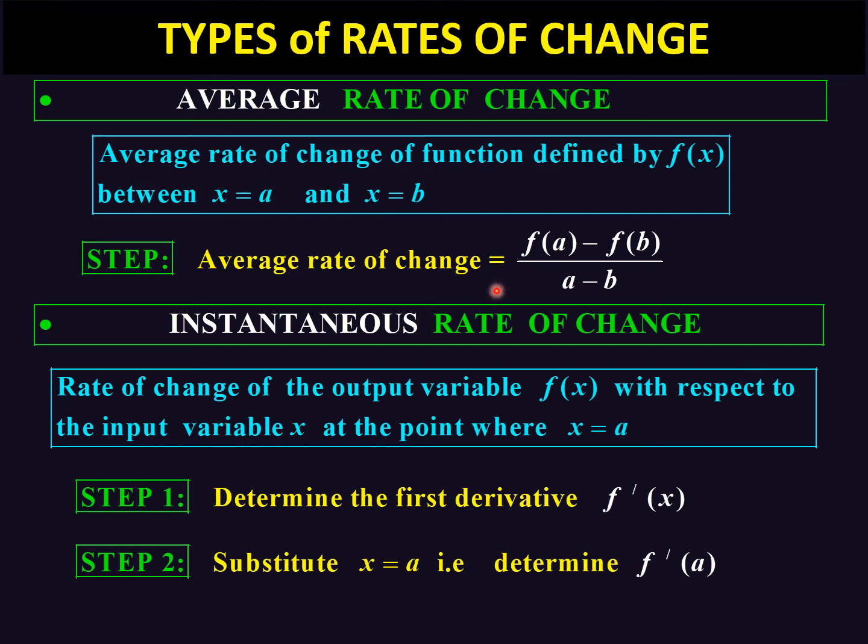Very simple. Average is just one procedure to follow: substitution into your gradient formula. Instantaneous rate, you need to first differentiate and then substitute. Remember, first differentiate and then substitute, not the other way around.